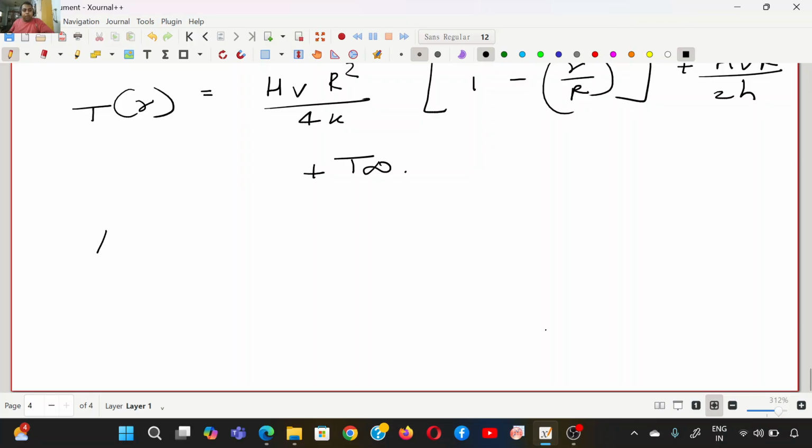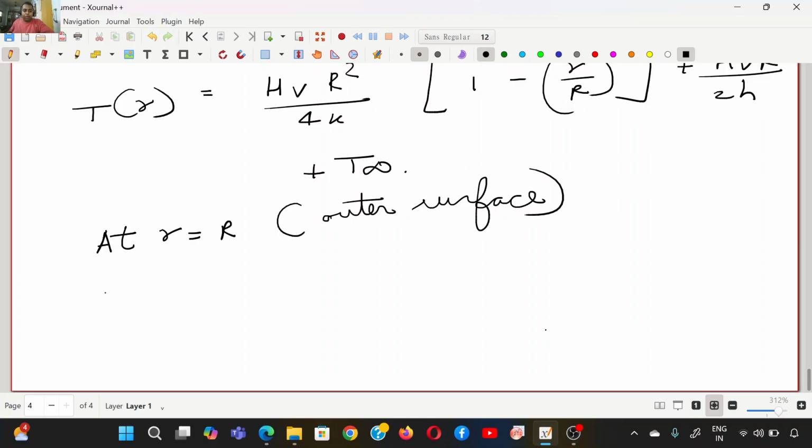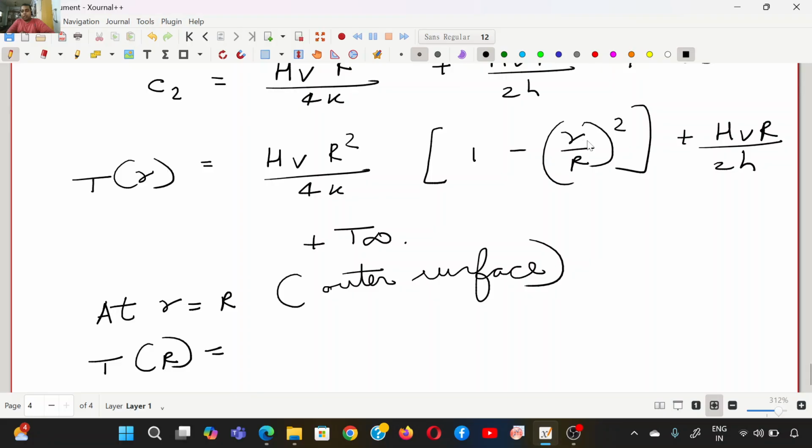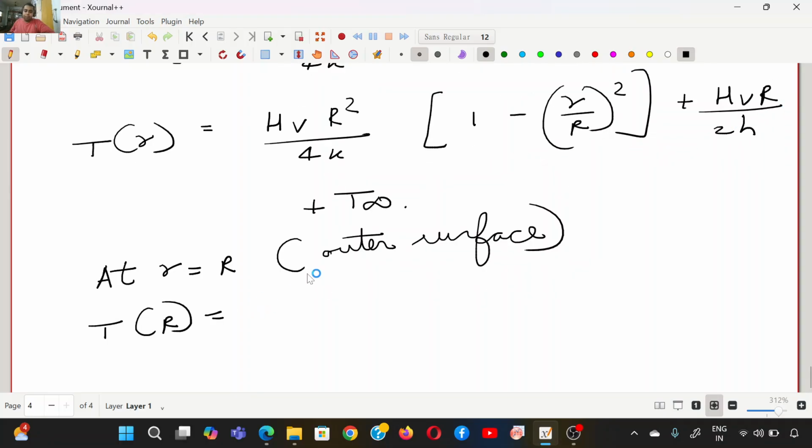So now at r is equal to capital R, that is the outer surface, what is T of R? If you plug in r equal to capital R into the temperature profile equation, this term will become 0 because 1 minus 1 is 0. We'll only have this term and this term. So we will get h V R by 2h plus T infinity.